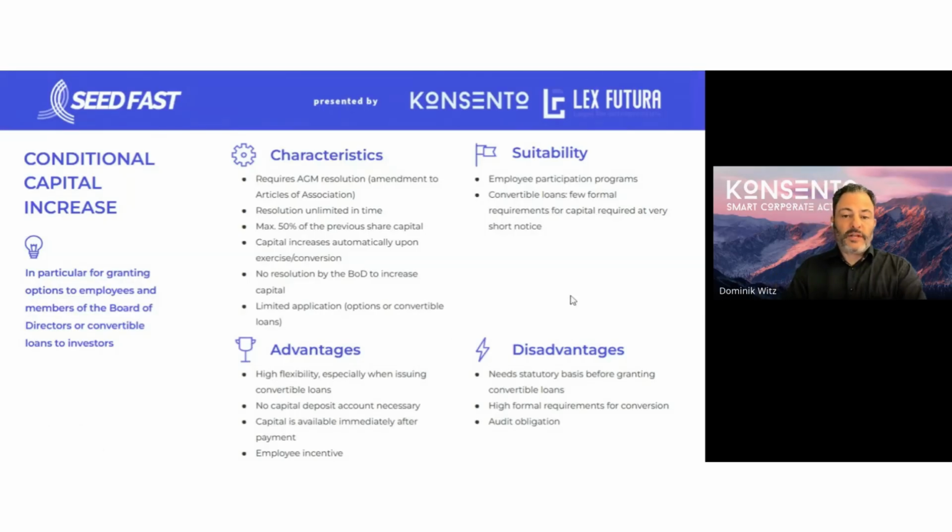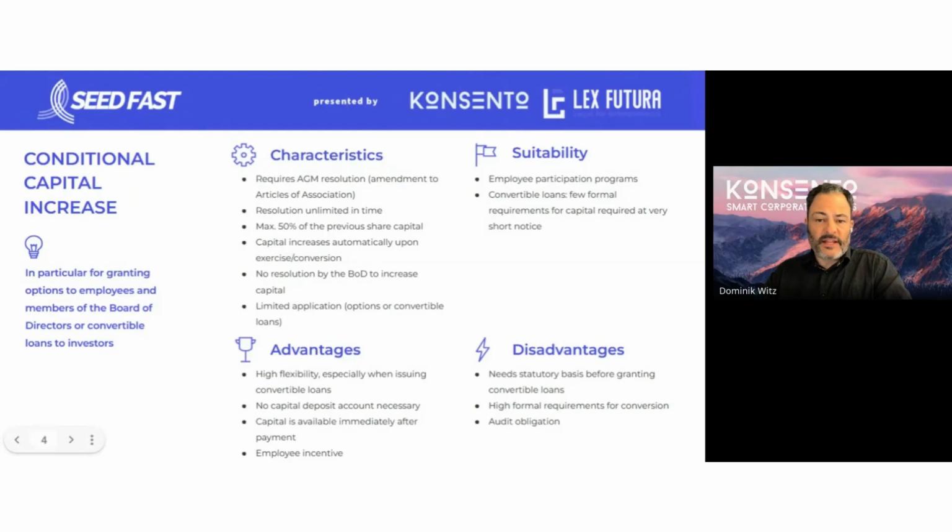And then one of the advantages of an employee participation program is obviously to incentivize employees as they also become co-owners of the company. Then there are also disadvantages again. So it requires a statutory basis before you can grant convertible loans. We will elaborate on this in one of the upcoming webinars and also tell you the differences between issuing a convertible loan with a statutory basis versus having no statutory basis. But let's do this in another session.